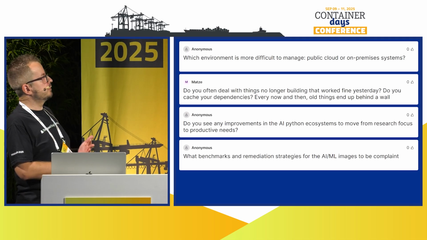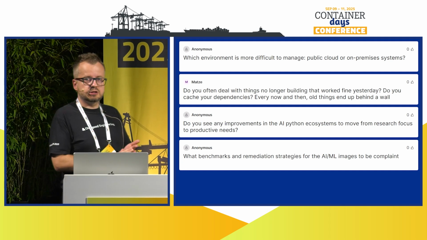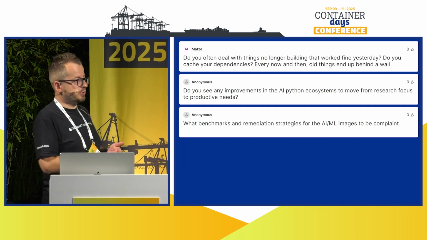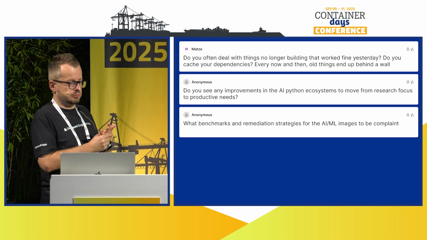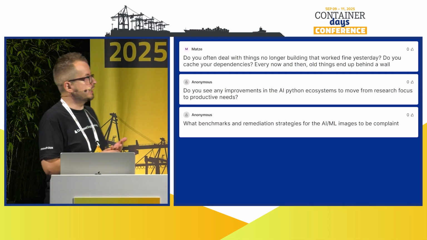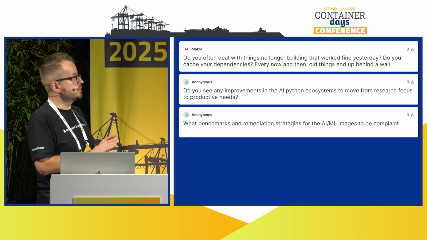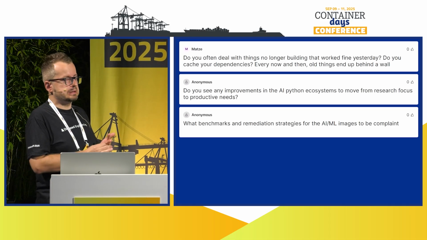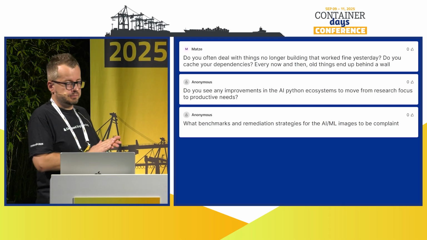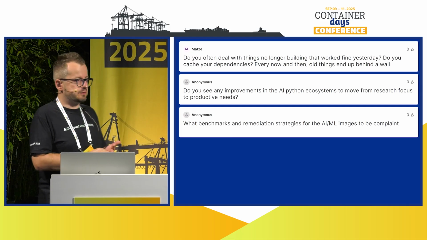How often do things no longer build that built yesterday? Oh yes. And do we cache dependencies? Do things end up behind a wall? That's a very good question. It's not specific to AI/ML. Things break a lot, but it's also because we compile things. Something that worked yesterday with the latest version of glibc may not work now, or if we bump GCC or change GCC settings, things break. We have a team in place that's just monitoring that. We have SLAs for all of this, and we do see these things. We detect these things.